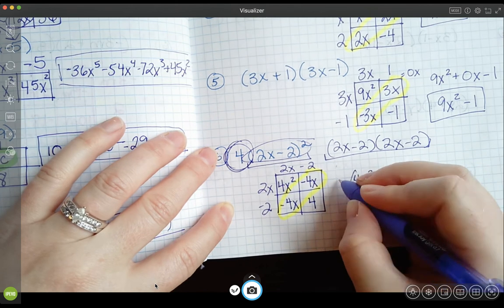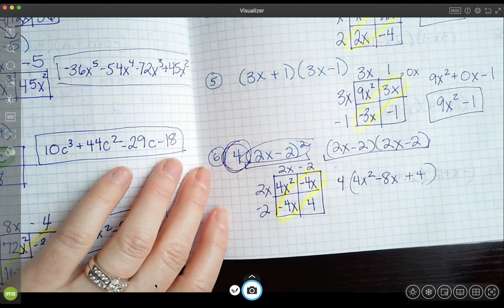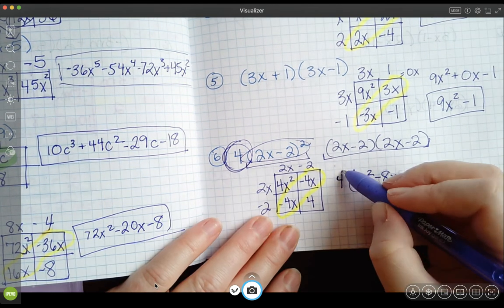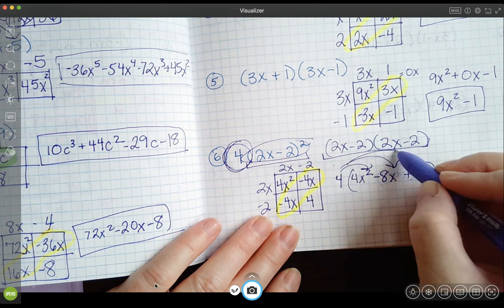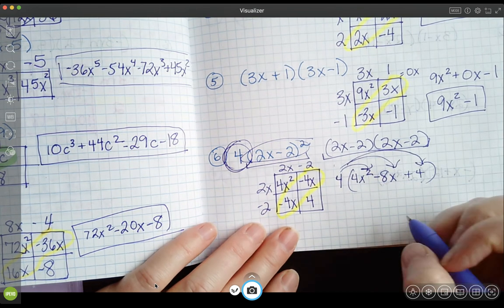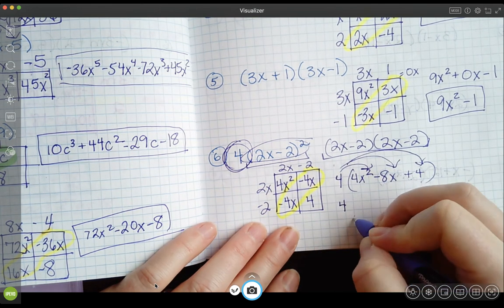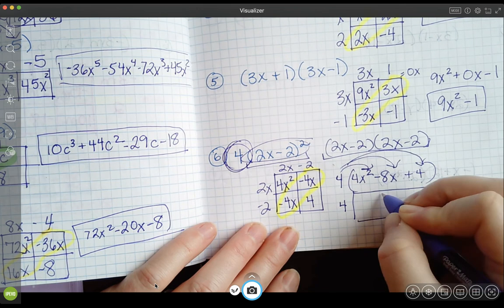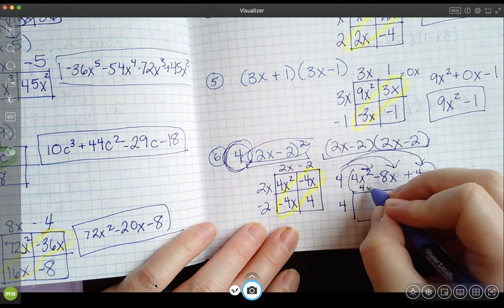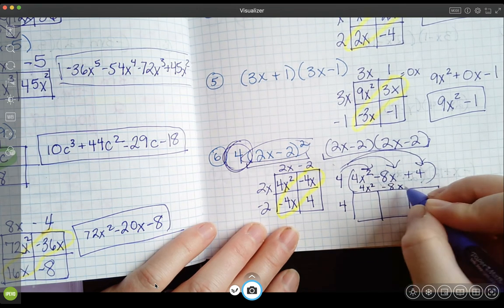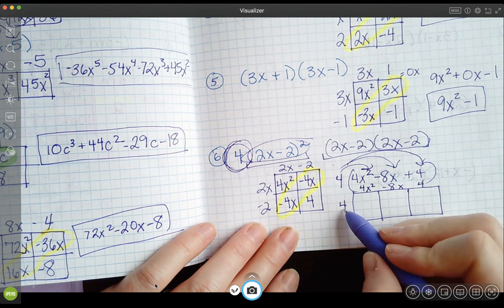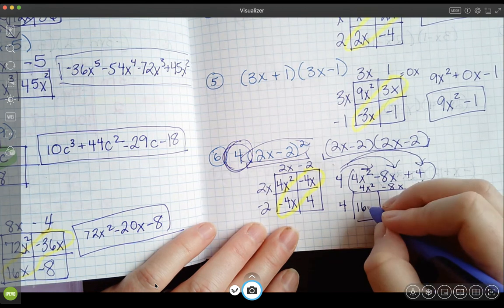But we also have this guy out front. So we've got to do like that. So now we have to distribute this inside. So we can do it just like this. 4 times 4x squared minus 8x plus 4. So 4 times 4 is 16x squared.